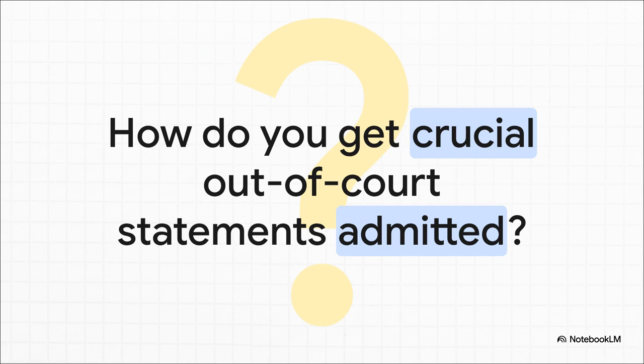I mean, what if your witness heard the victim's last words, or a bystander yelled out a license plate number as a car sped away? This is evidence that could literally make or break your entire case. So how do you get it in? You find a gate, you find an exception, you use your keys.